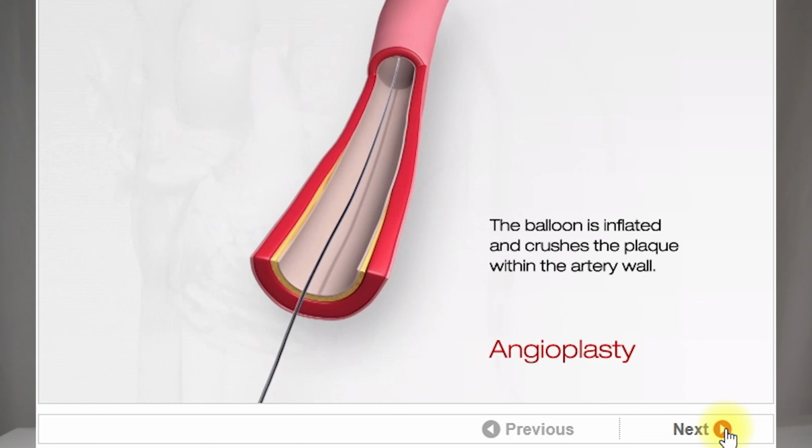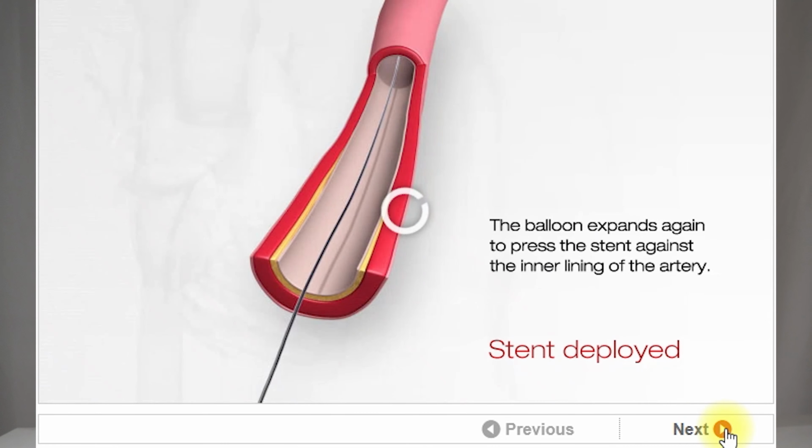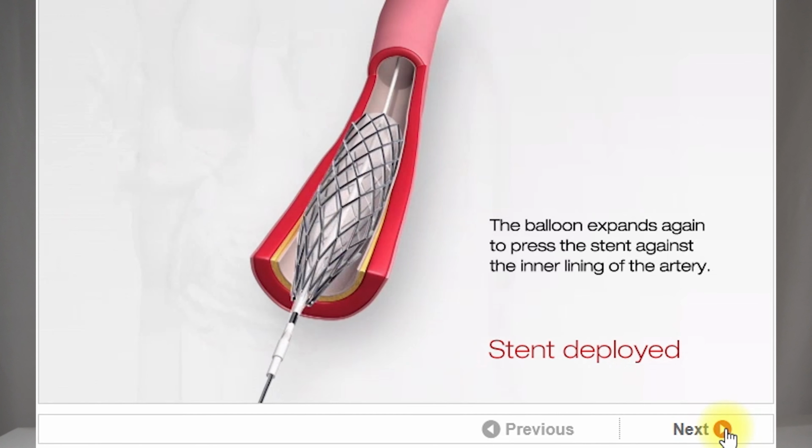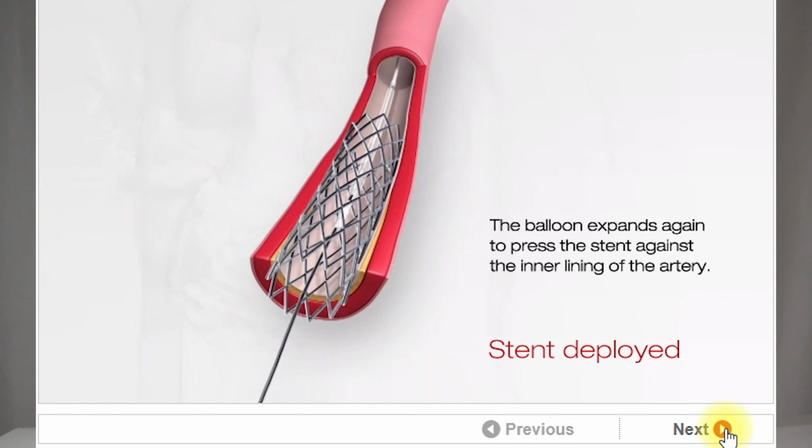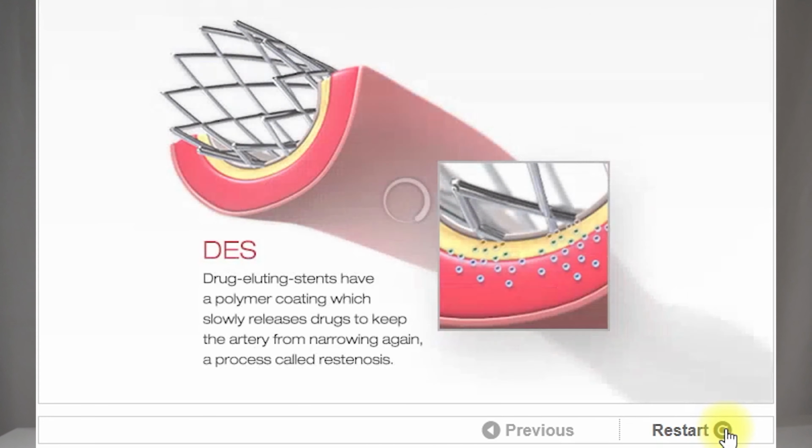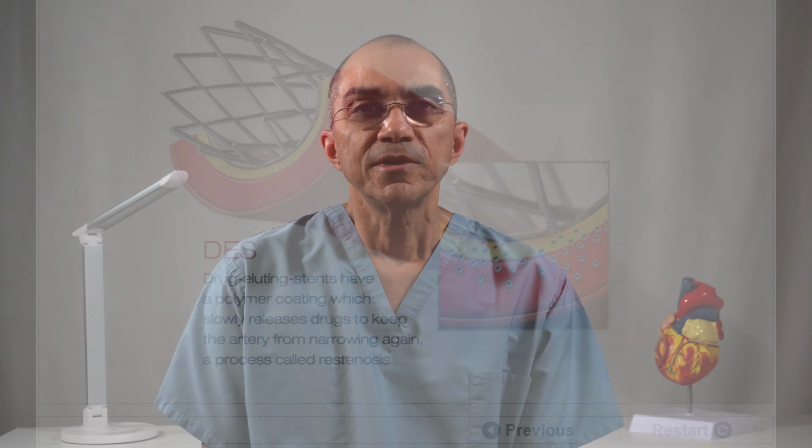Then the balloon is removed and a metal scaffolding known as a coronary stent is passed to the blockage site and placed to prevent or reduce the risk of blockage forming again. In the current day and age, the stents are covered with a medication to prevent narrowing of the stents in the weeks and months to come. These stents are known as drug-eluting stents. Then the wire and tubes are removed from the body and the patient is transferred to the coronary care unit.